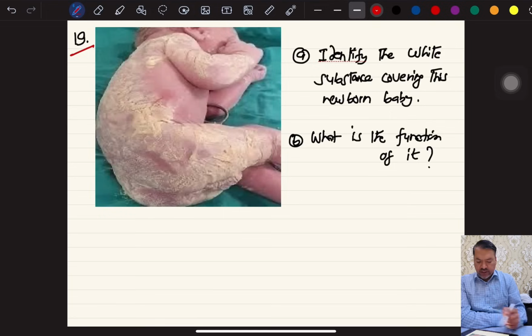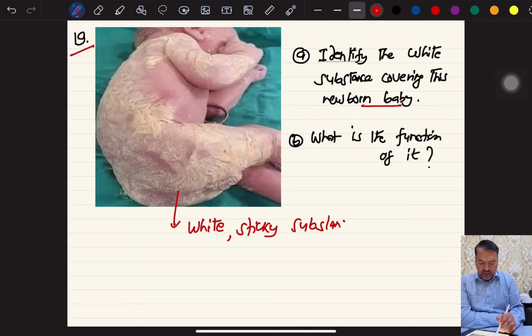Now, question number 19. Identify the white substance covering the newborn baby. So you can clearly see a newborn baby here, and this white sticky gelatinous substance is covering the skin of the baby. Okay, so what is the name of this substance? This is a pretty easy question here. This is called Vernix caseosa.